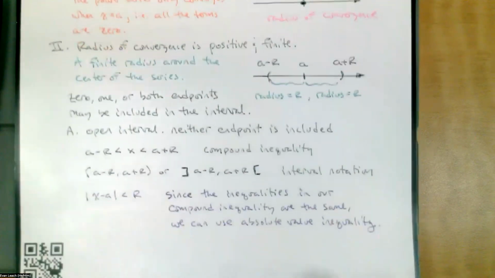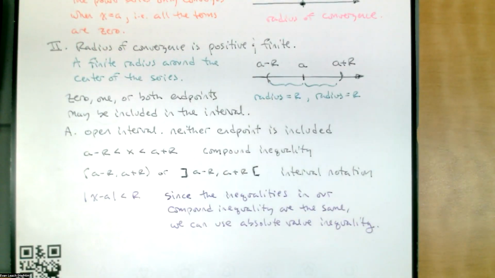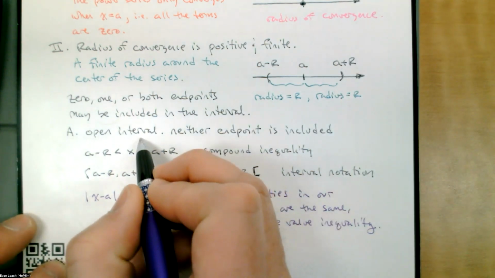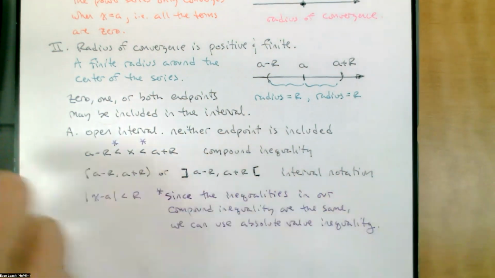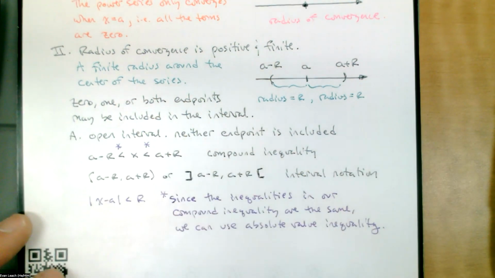Because the inequalities in our compound inequality are the same, they're both strictly less than, we get to use an absolute value inequality. We can summarize with an absolute value inequality. This is because neither endpoint is included.